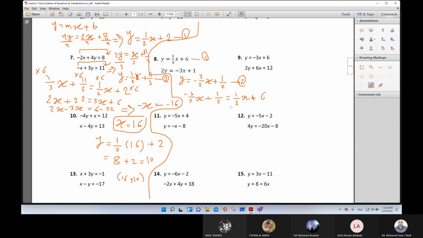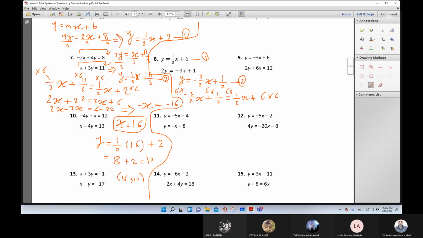We want to remove the fractions here, the denominator 2, here the denominator 3. So we can multiply the two sides by 6. Multiply here by 6, and here times 6, and here times 6, and here multiply by 6.